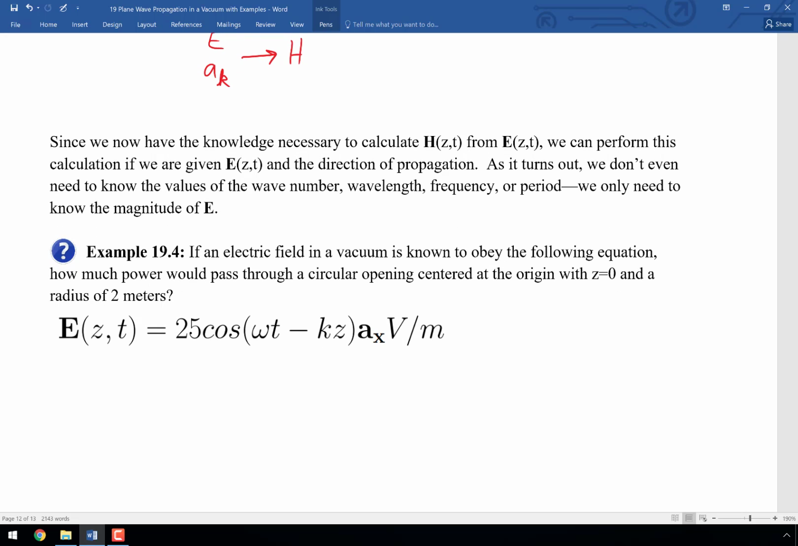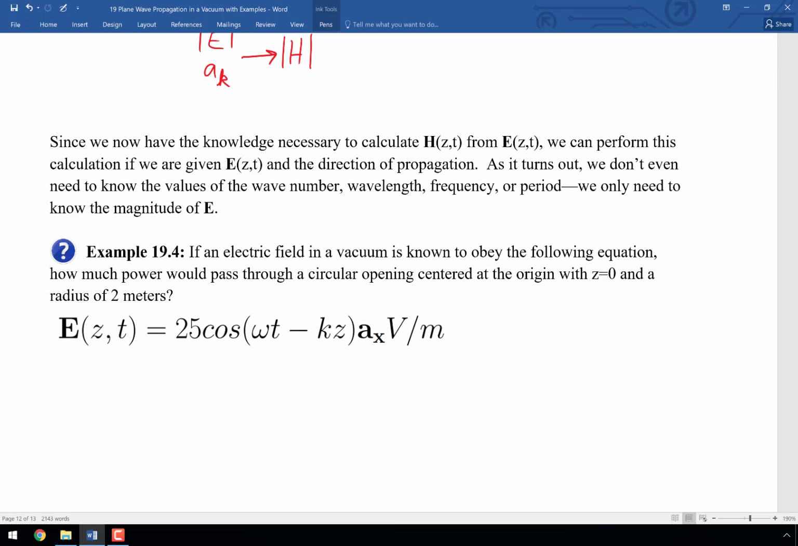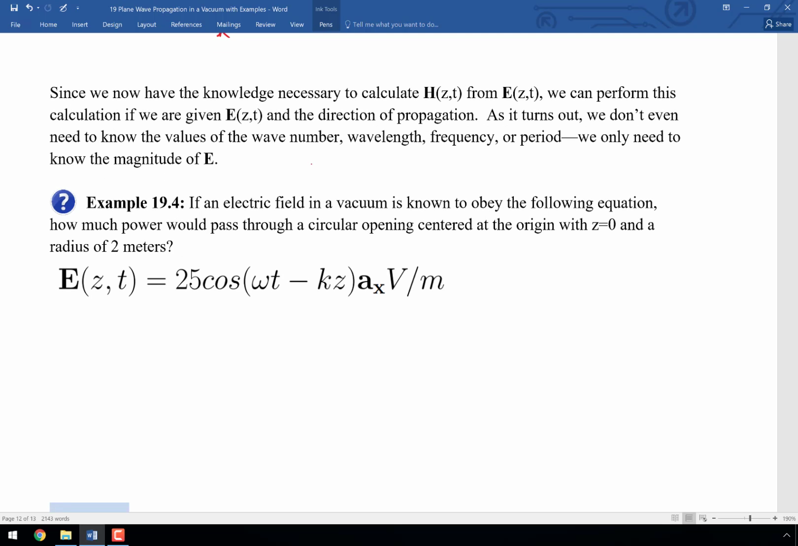Interestingly, we don't even need to know the value of the wave number, the wavelength, the frequency, the period. All of that's going to cancel out. All we really need to know is actually just the magnitude of E. So given the magnitude of E, we can calculate the magnitude of H, and from that we can calculate S. So we can calculate the magnetic field from the electric field.